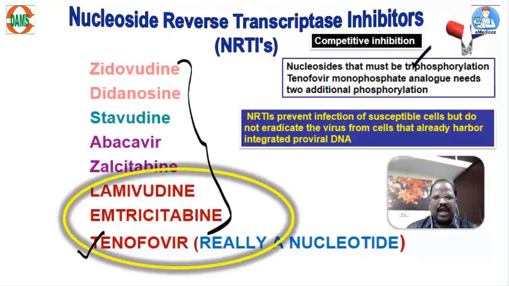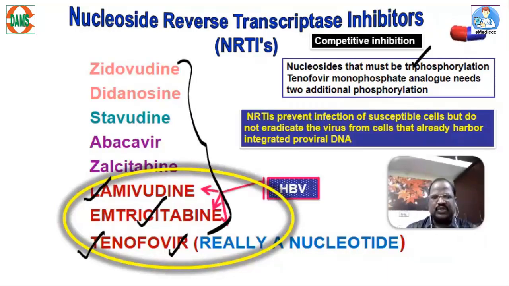Then among the NRTIs, remember these 3 points. We have Lamivudine, Emtricitabine, and Tenofovir. These are special drugs in the sense they are not only useful for treatment of HIV infection, they are also useful for treatment of hepatitis B virus infection. This point is very important. What are all the anti-HIV drugs also useful for treatment of hepatitis B virus? Think of Lamivudine, Emtricitabine and Tenofovir.